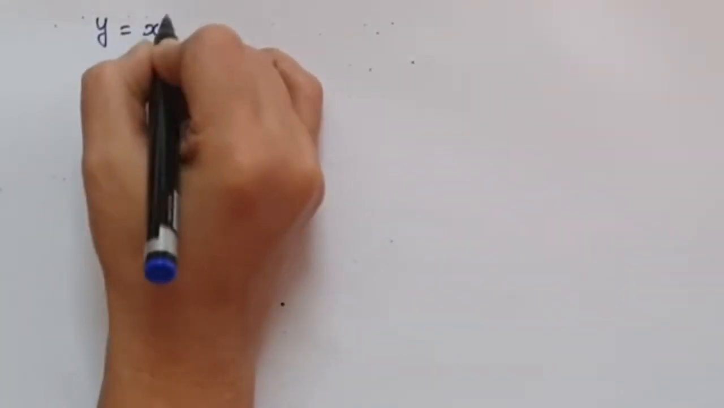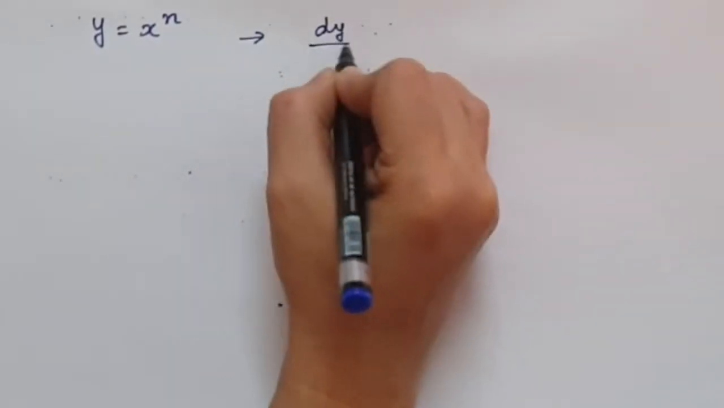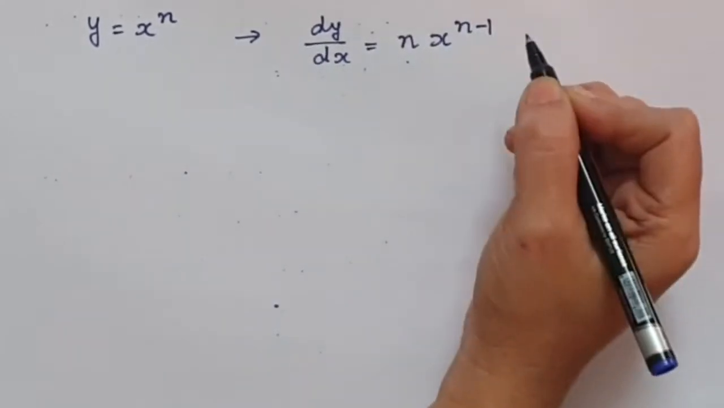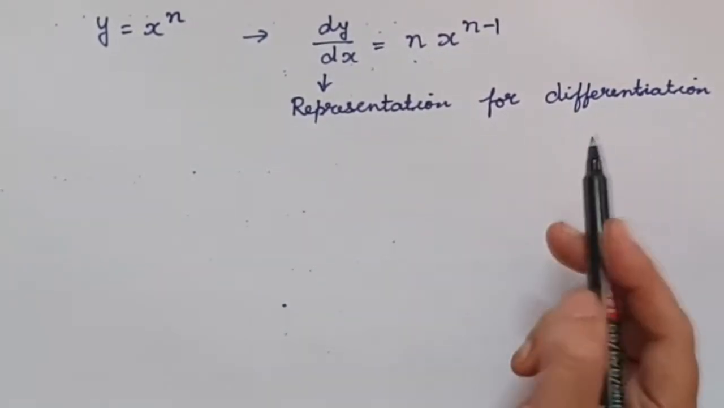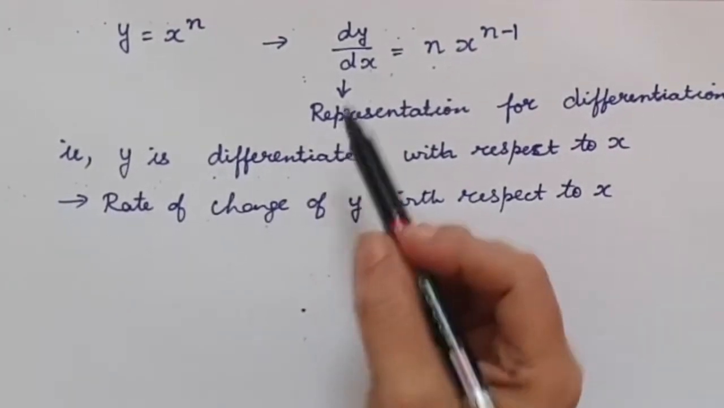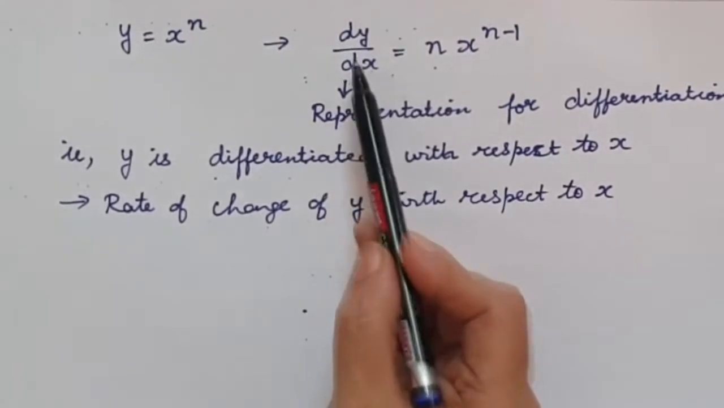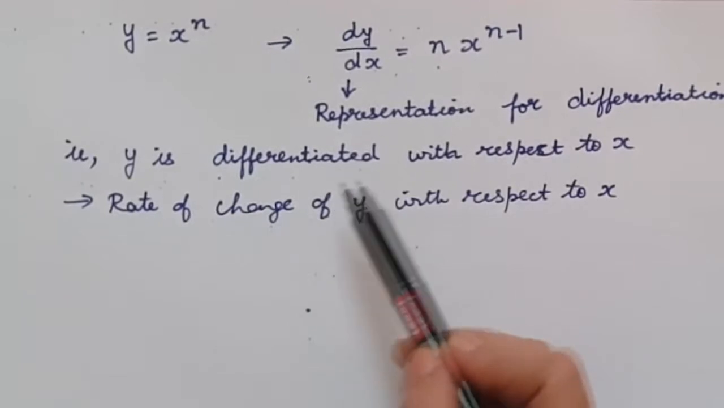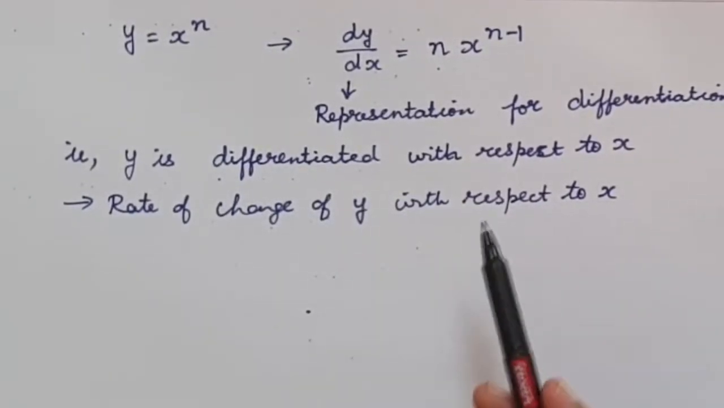Differentiation. If y equals x to the power of n, then the differentiation is given by dy over dx equals n x to the power of n minus 1. This dy by dx is the representation for differentiation. Also, we can say that this is the rate of change of y with respect to x. Y is differentiated with respect to x.